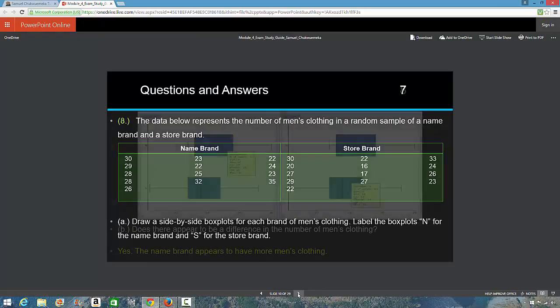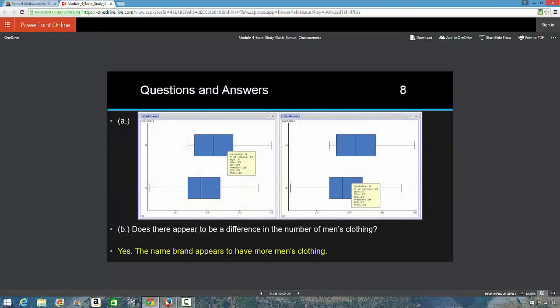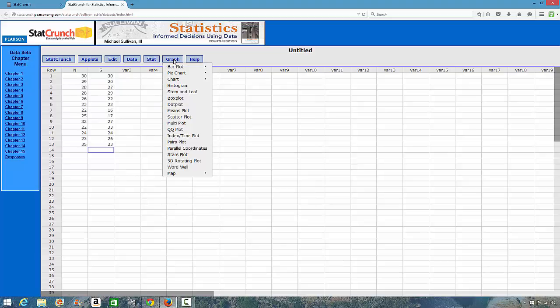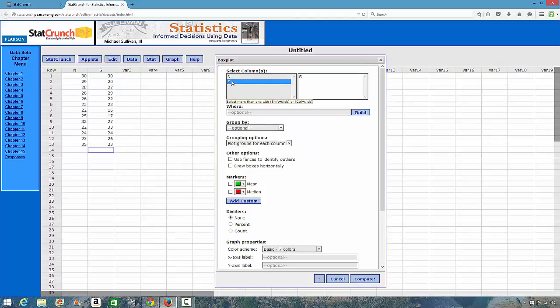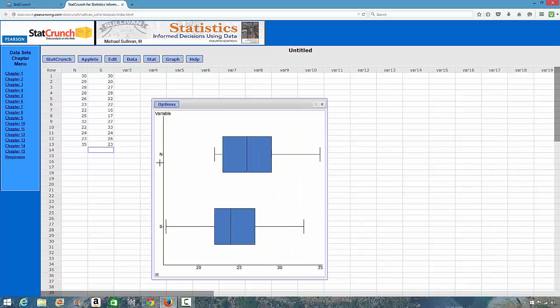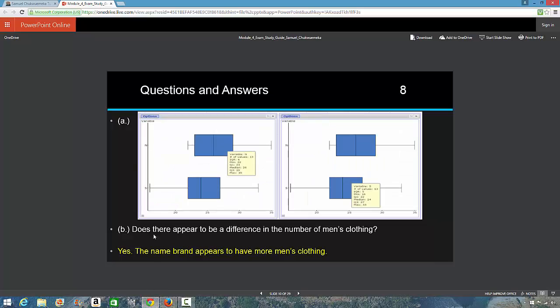In this case, my N came before S. You can change that. If you want the N to come first and S later on, just go to graph, box plot, select S first and then N if you want it that way. You check these two boxes and compute. So you now have S first here and then N. Okay, and then you compare.